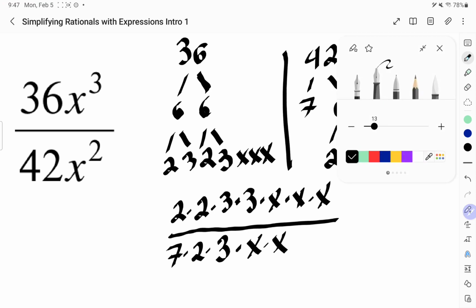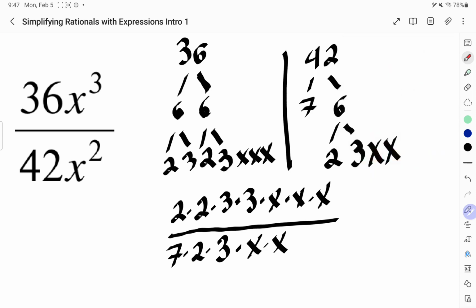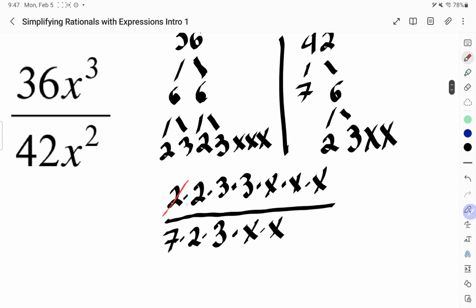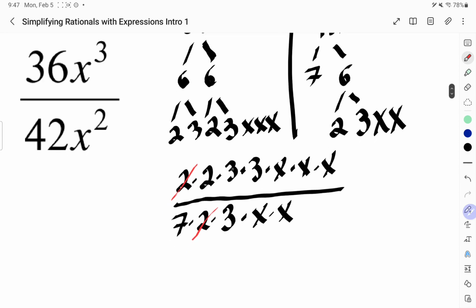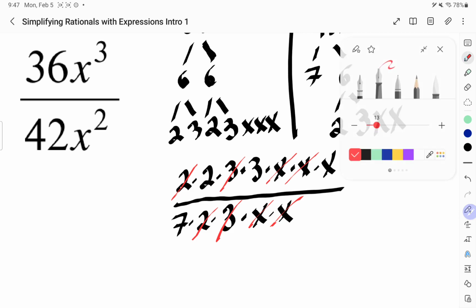Now what we're going to do is pretty simple. We're going to cancel anything that we have on the top and on the bottom. So in this case, I know I have a 2 here, 2 here. I have also 3 here and a 3 here. I have an x here, x here, x here, and x here. So all of that is going to cancel out. That's why I dashed it out.